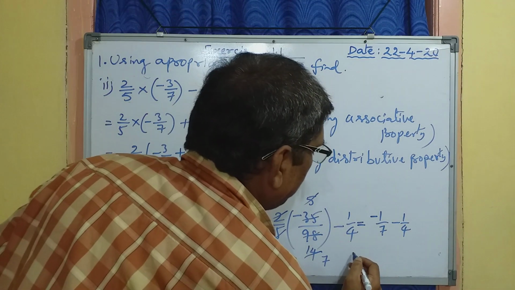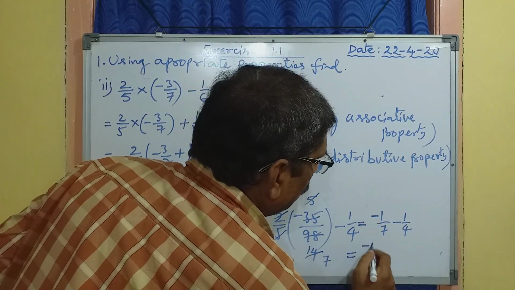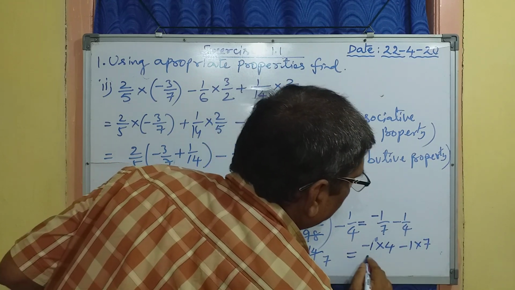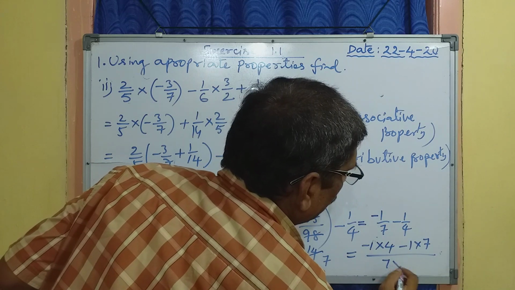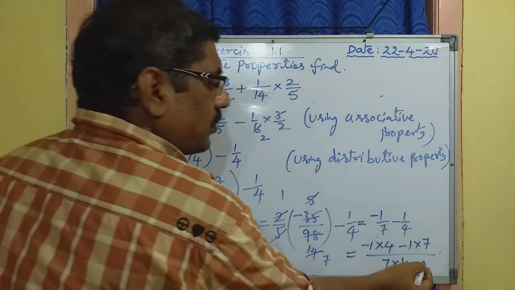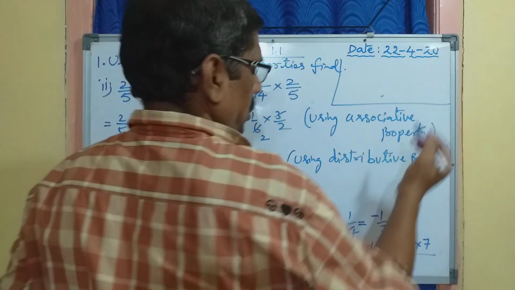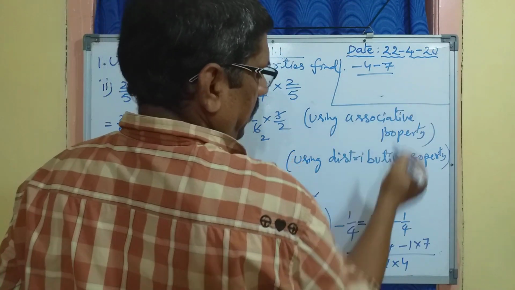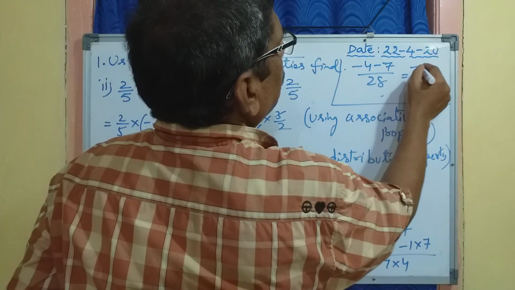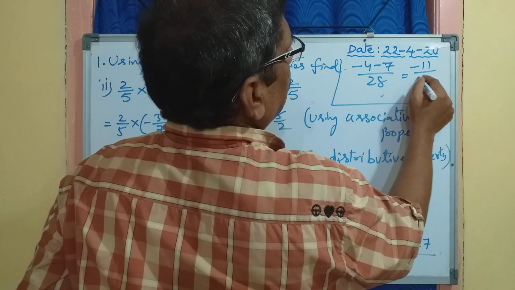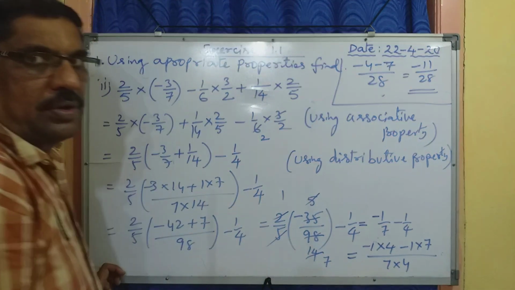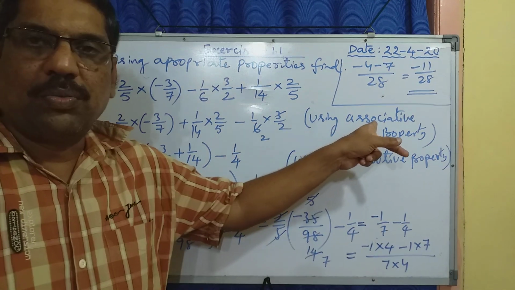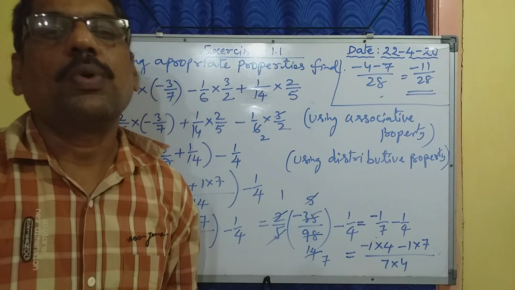Now by using cross multiplication, minus 1 into 4, minus 1 into 7 by 7 into 4. So let us write this final step at this corner. Minus 1 into 4 minus 4, minus 1 into 7 minus 7 by 7 into 4, 28. That is equal to minus 4 minus 7 is minus 11 by 28. This is the answer. Okay. In this problem also we have been using the associative property and distributive property.